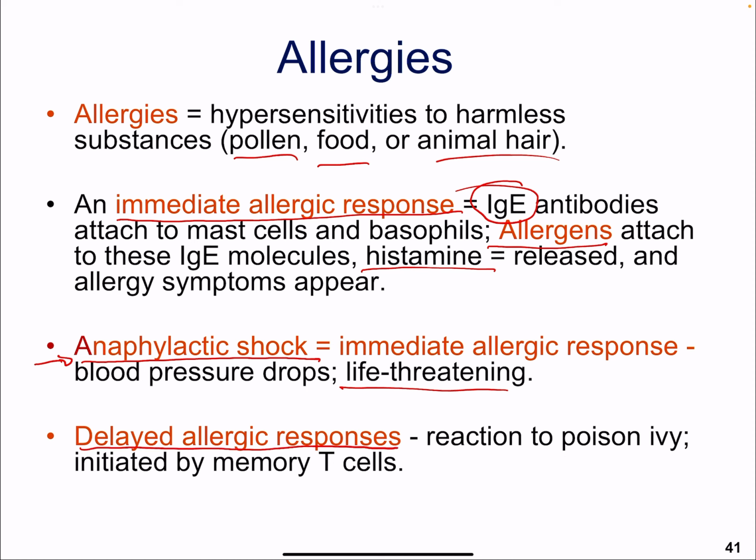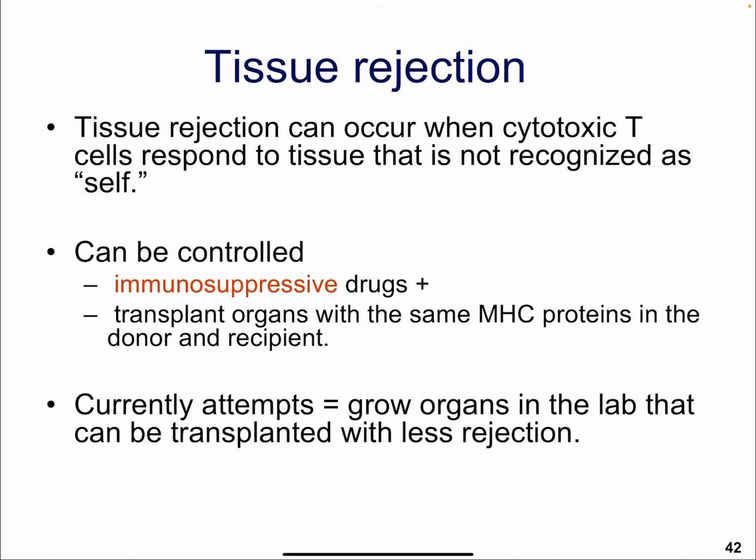We do have delayed allergic response. This is, for instance, response to poison ivy. You get exposed to poison ivy, but you don't develop the response the very minute you are exposed to poison ivy. It's many hours after you are exposed to that.